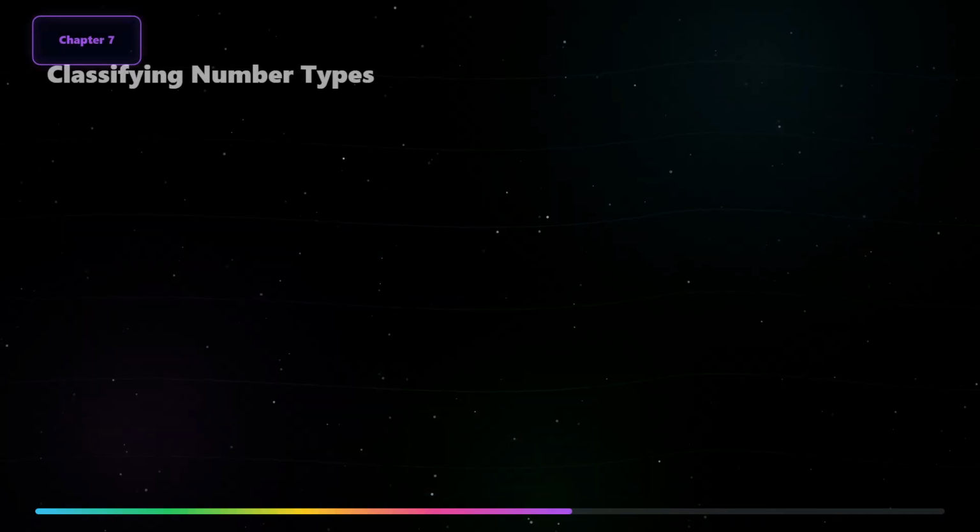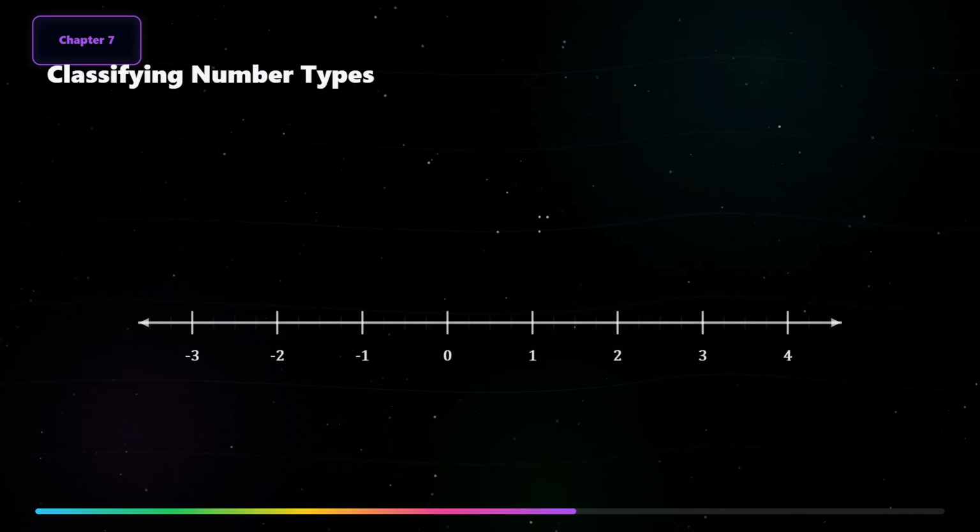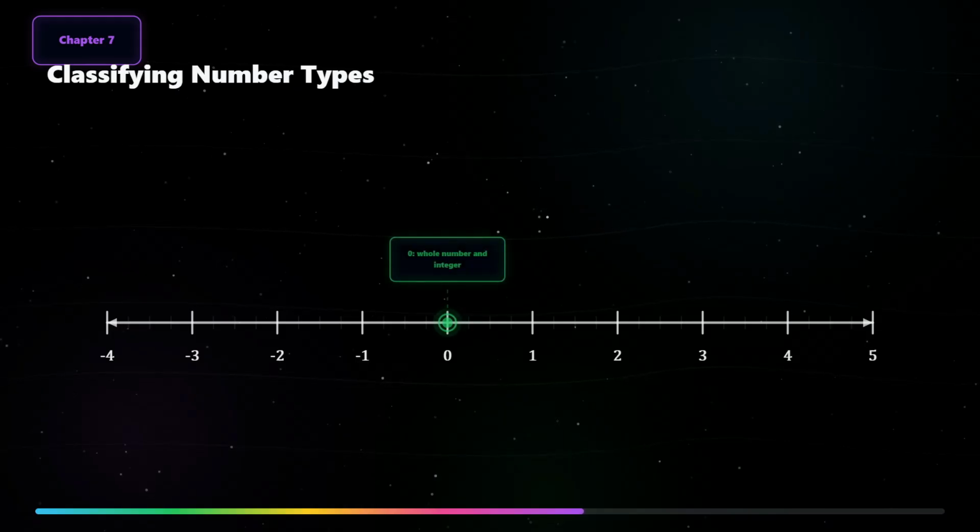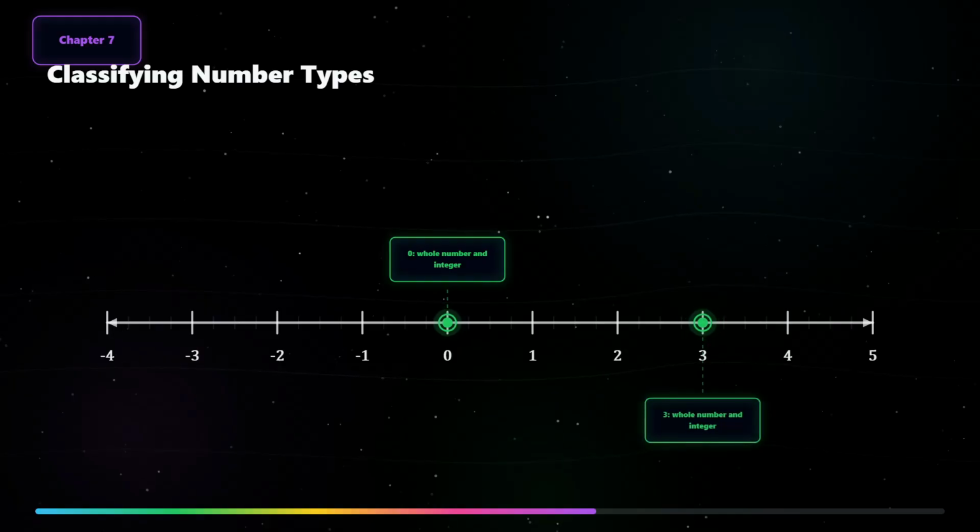Now let's classify numbers. This is where GCSE questions can be a bit sneaky, because one number can fit more than one category. 0 is a whole number and an integer. It is a whole number because whole numbers include 0. It is an integer because it is an exact whole number step. 3 is also a whole number and an integer. It is a positive counting number and it lands exactly on a whole number tick mark.